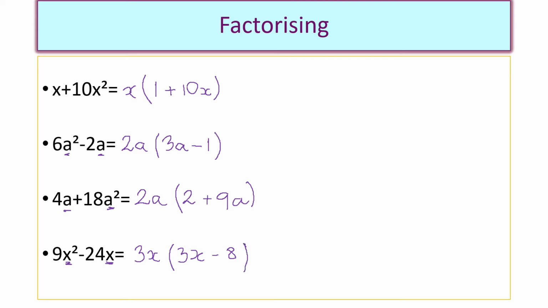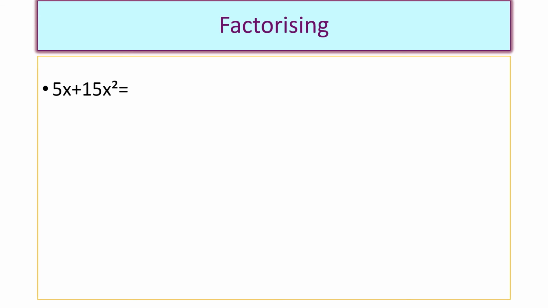I can always double check by trying to expand my answer to see whether I get my expression. So 3x times 3x is 9x squared, and 3x times negative 8 is negative 24x. So I know I'm correct.